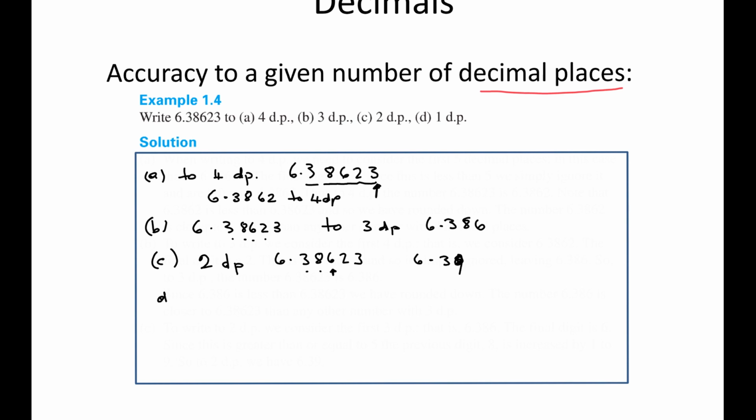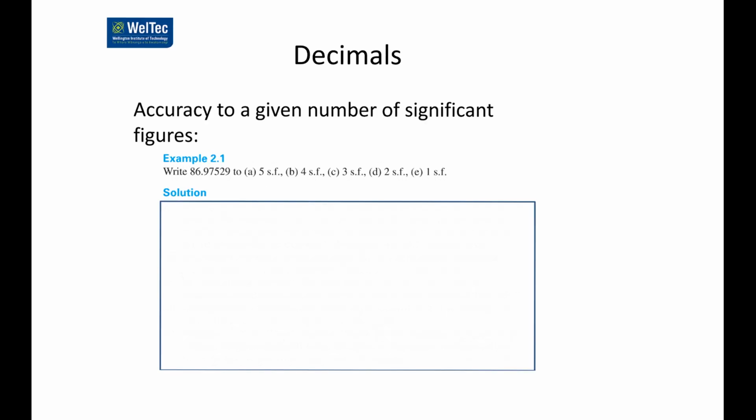And for the 4th part, we're asked to go to 1 dp. So let's look at that, 6.38623. So going to 1 dp, so let's look at the 1st and the 2nd digit. The 2nd digit is greater than halfway, it's 8, it's more than 5, so that means we round up the previous one, so our answer would be 6.4. This is just a way of approximating.